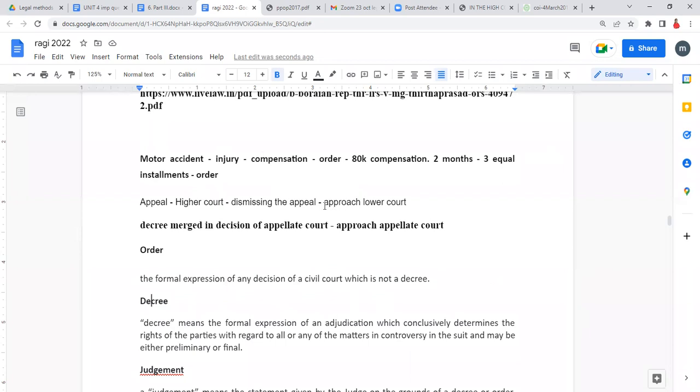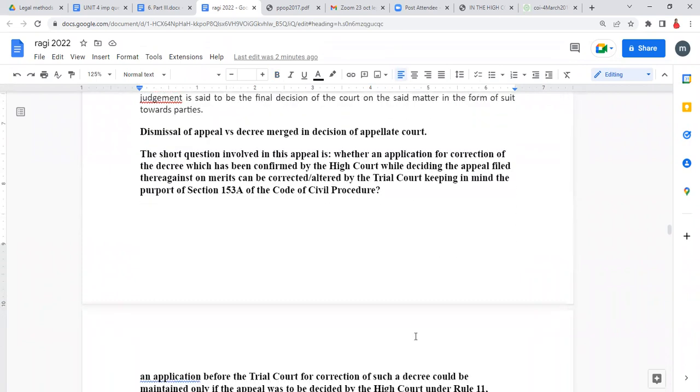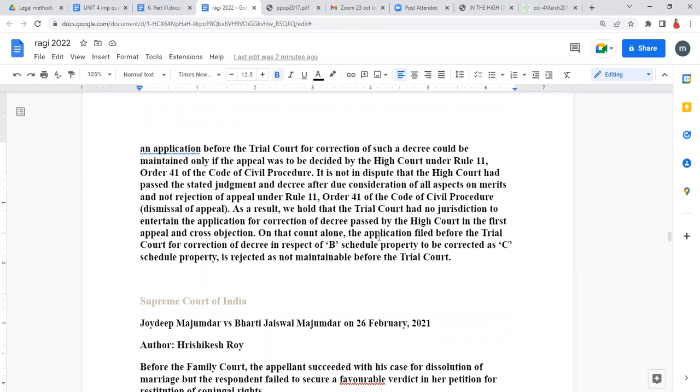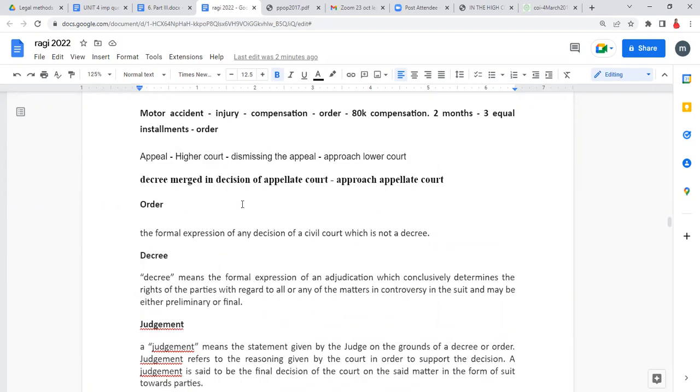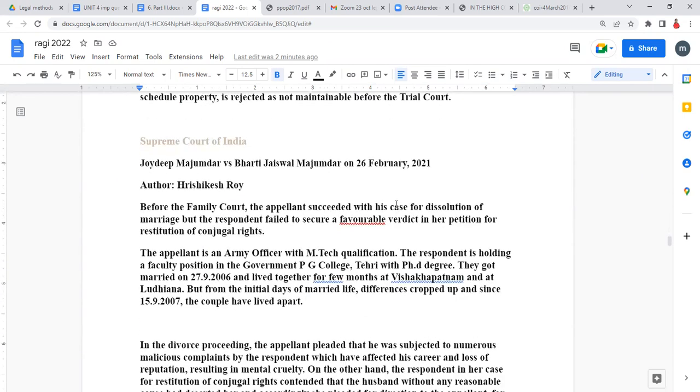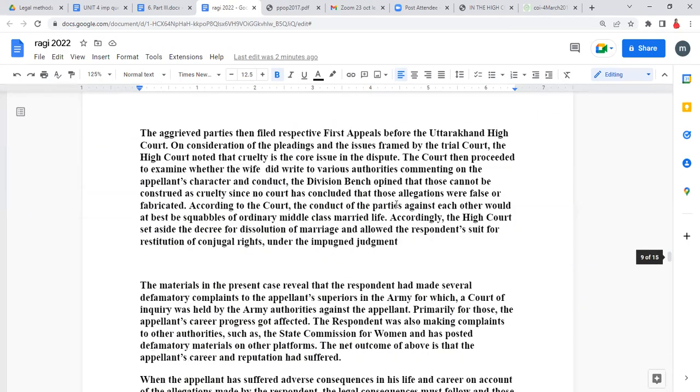So in case of dismissal of appeal, you approach the lower court only. But in case the High Court or the appellate court also had something to say, and the decree of the lower court was merged in the decision of the appellate court, that means you are going to follow the decision of the appellate court only. So for any corrections also, you need to approach the appellate court as it is the higher court. This was a property dispute, and the mistake was in specifying which property was involved. The Supreme Court said that the High Court should entertain the matter and it should go before the High Court only for corrections, being the higher court or the appellate court.